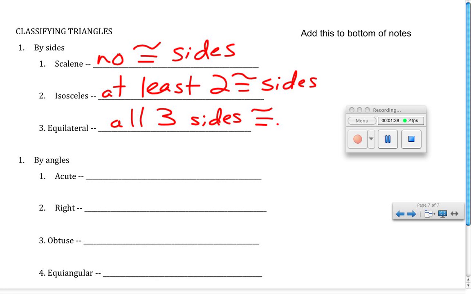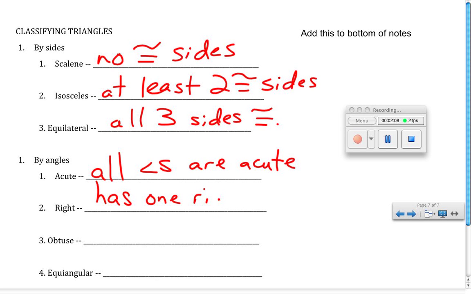Okay, when we are classifying triangles by its angles, we're not looking at how many of the angles are congruent. We're looking at the measures of the angles. So when I say that a triangle is acute, I'm saying that all of its angles are acute. And what is a right triangle? Does it have all right angles? No, that's mathematically impossible. It has one right angle. Same idea with an obtuse triangle. It has one obtuse angle.